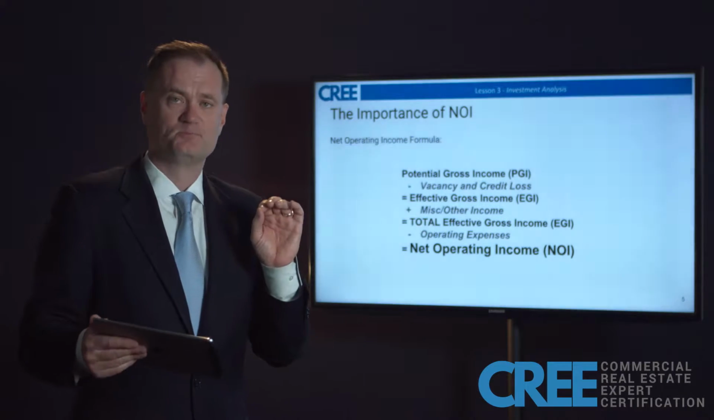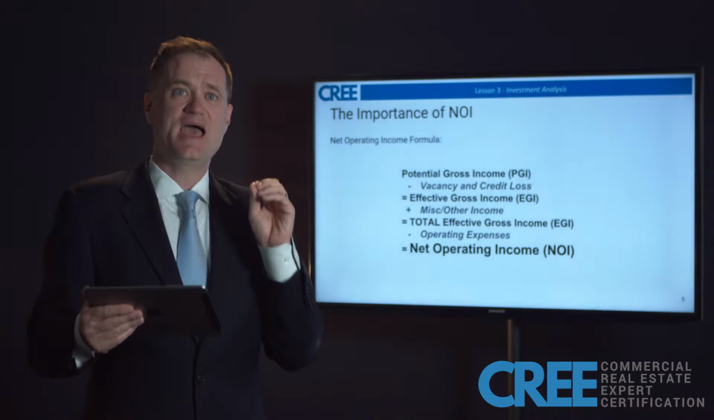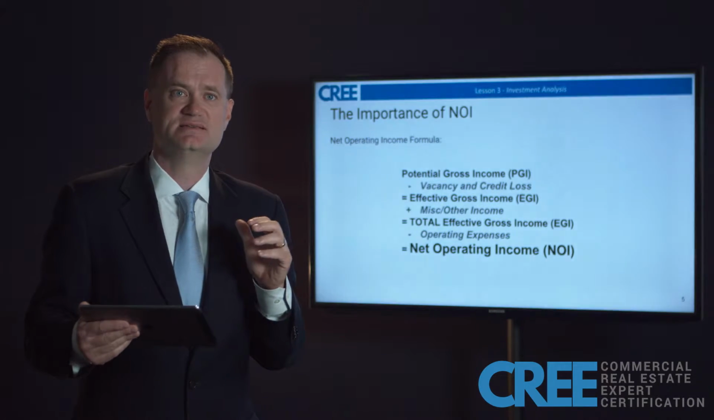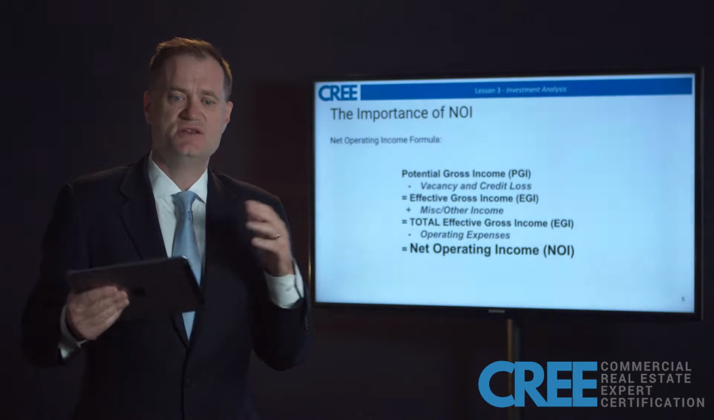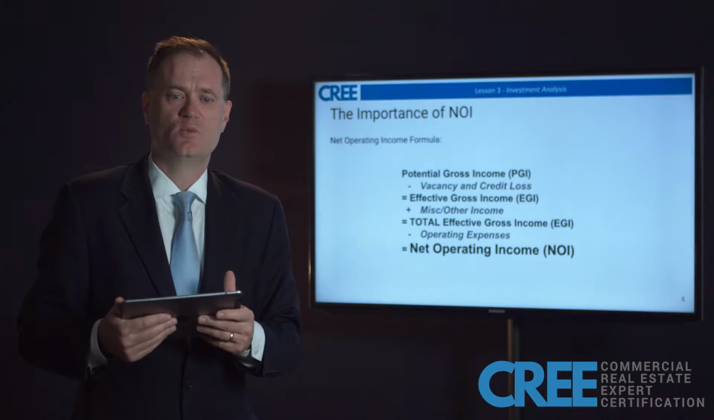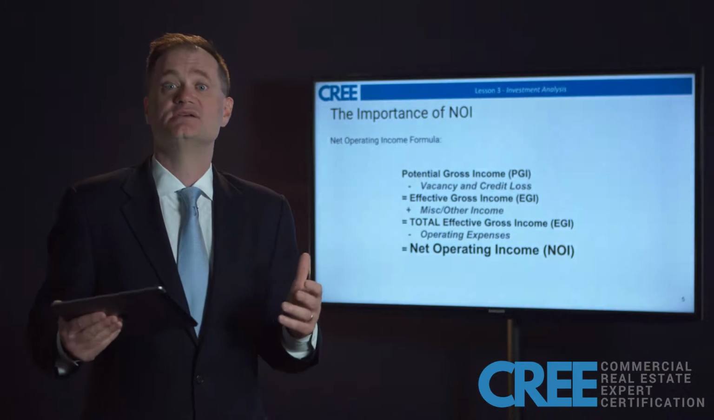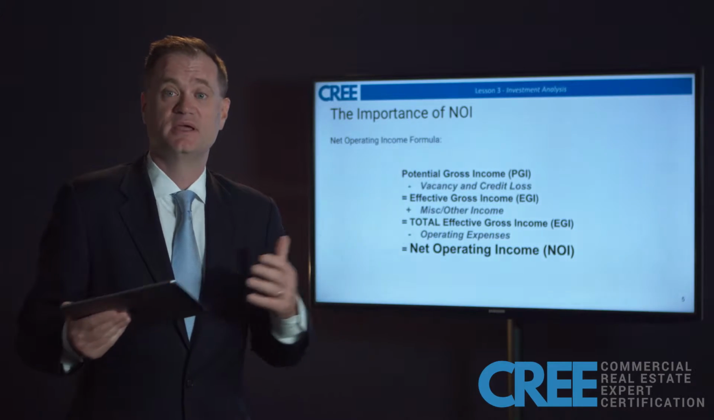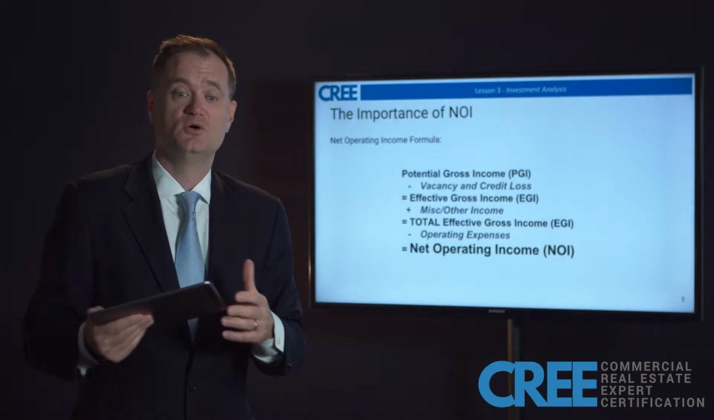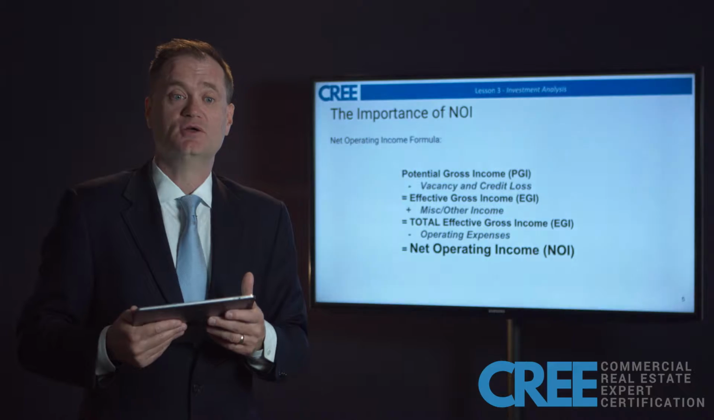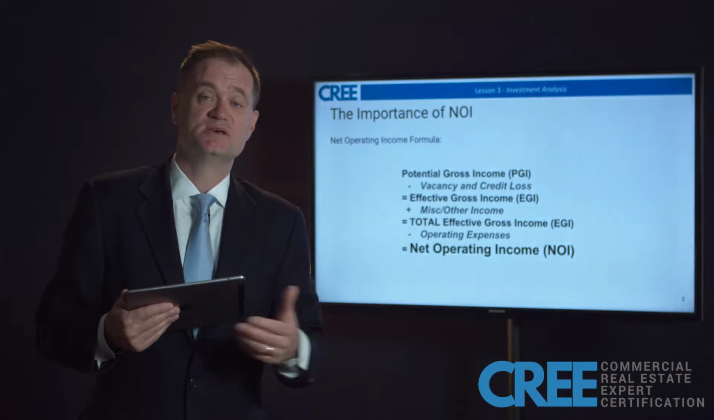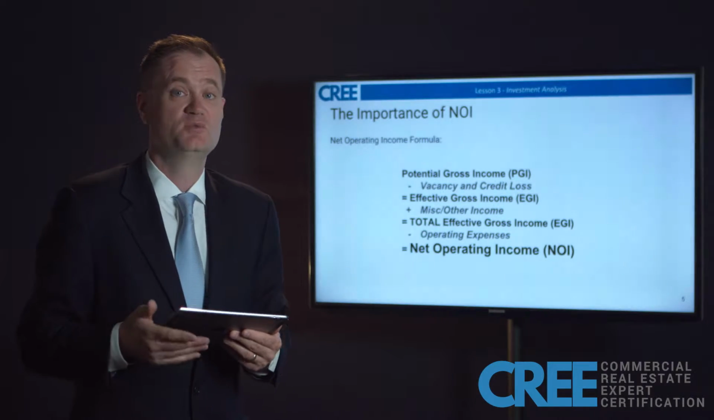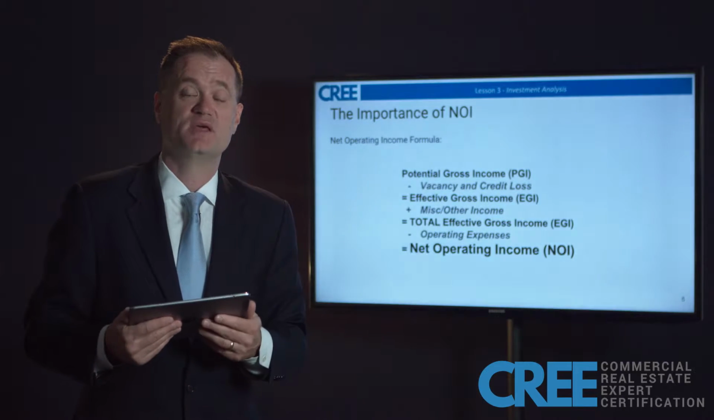So this NOI really is the number that we strive for, that we try to look at, and we analyze other properties based on our subject property. We look at other comparables. What was their NOI? We can look at that on a per square foot basis. We can divide that into a per unit basis. How many units do we have in the apartment building?